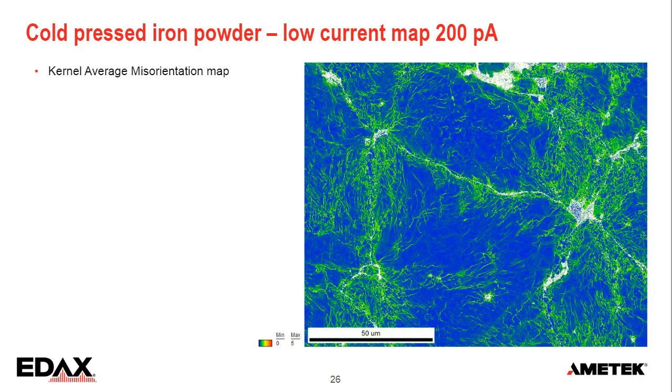Then, because the beam is so narrow, we get very sharp maps. It also allows us to get beautifully sharp kernel average misorientation maps. So the changes from one grain to the next, or one subgrain to the next, can be defined very sharply, with very much detail. Better detail than you could get with a big beam.